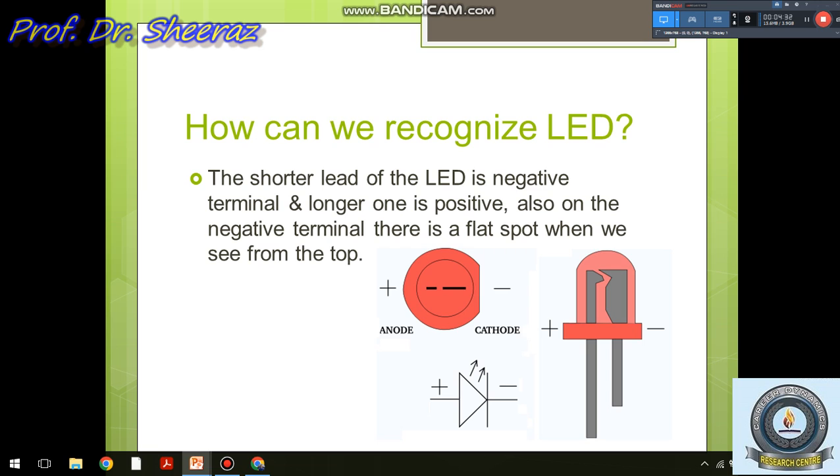How can we recognize an LED? The shorter leg of the LED is the negative terminal and the longer one is the positive. You can see that there are two legs. The shorter leg indicates the negative one and the longer one indicates the positive one. Also on the negative side there is a flat spot when we see it from the top. So when we see from the top like this one, there is a flat spot on the negative side, and we can see this is a shorter line, this is a longer line. So the longer line indicates the anode line and the shorter one indicates the cathode line.